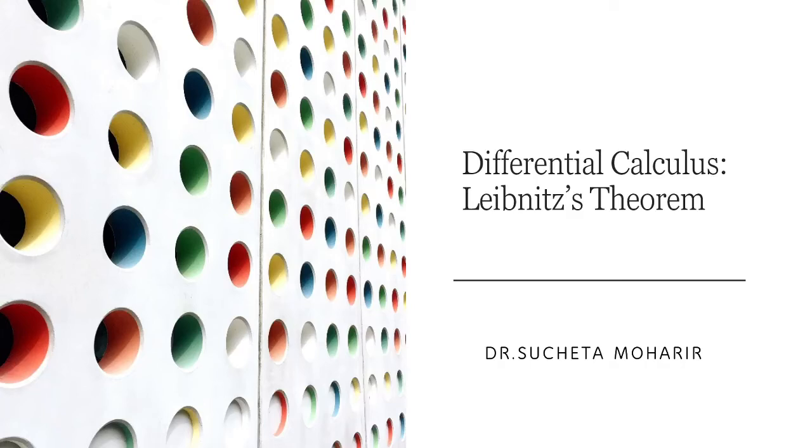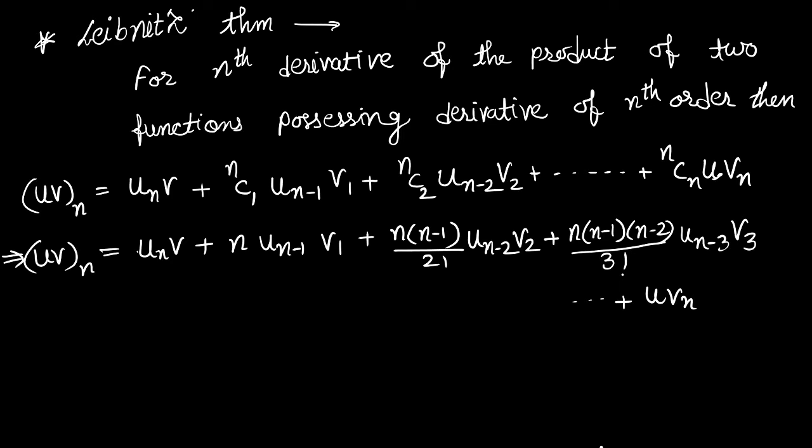Welcome you all to the video lecture on the topic Differential Calculus, Leibniz Theorem. Leibniz Theorem is applicable for finding the nth derivative of the product of two functions of x. Therefore, for uv, its nth derivative is u_n v plus nC1 u_(n-1) v1 and so on.